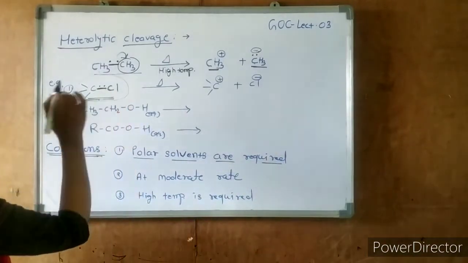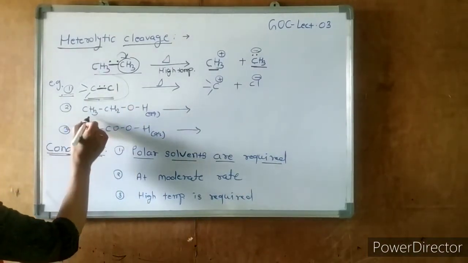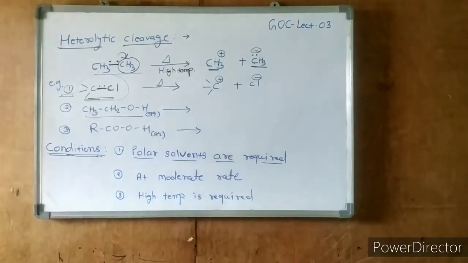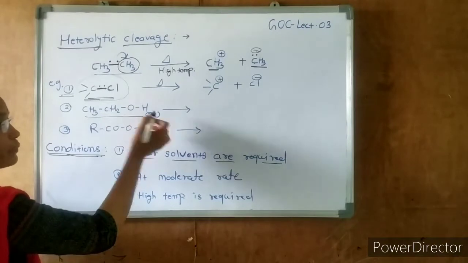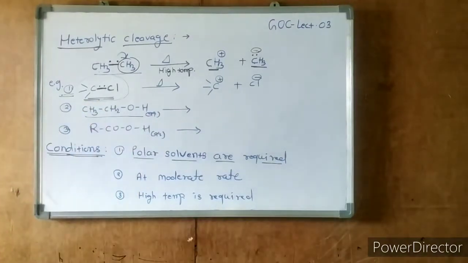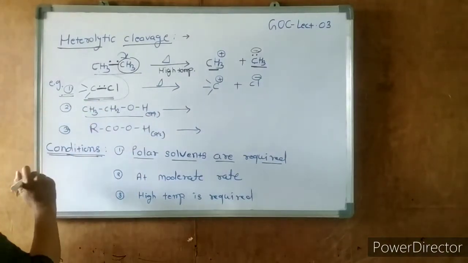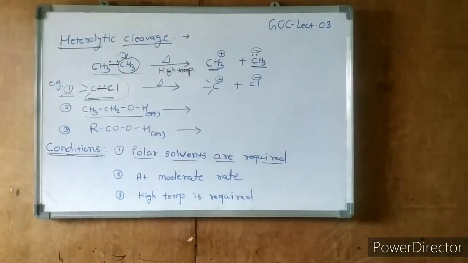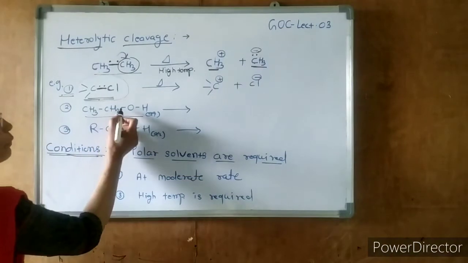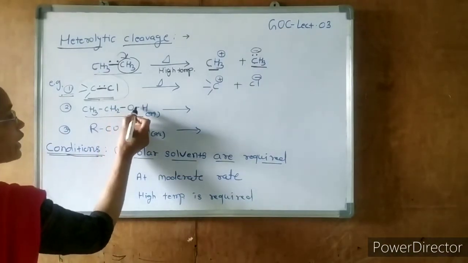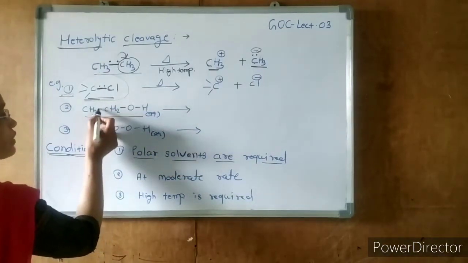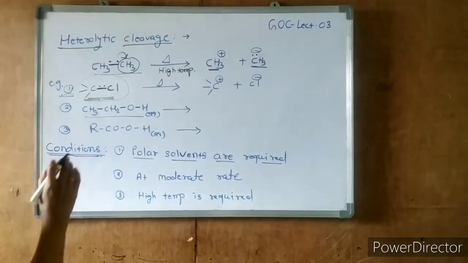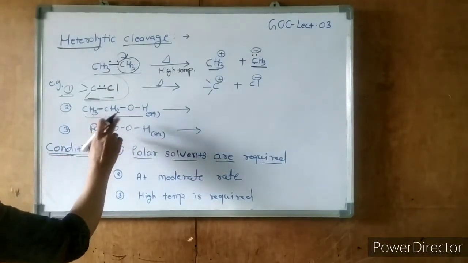Now this is the first example, and so we will try the second example. It is aqueous ethanol. Aqueous means there is a presence of water. Now the question arises before us: which bond will break here during the heterolytic cleavage? Either this bond will break, or this bond, or this bond. Which bond will break? Now let us try to understand this concept.